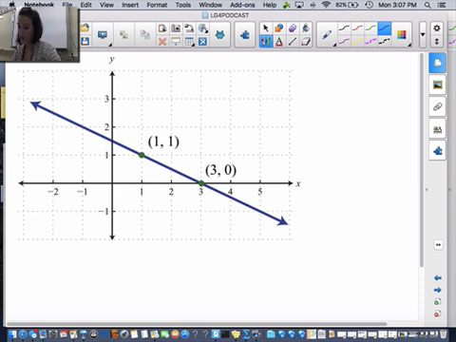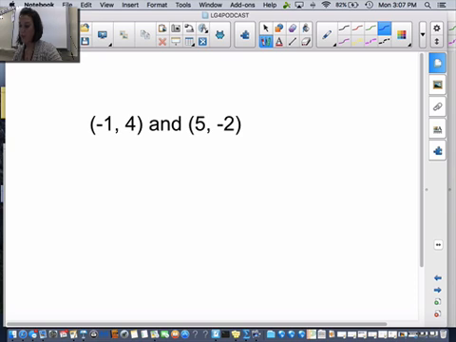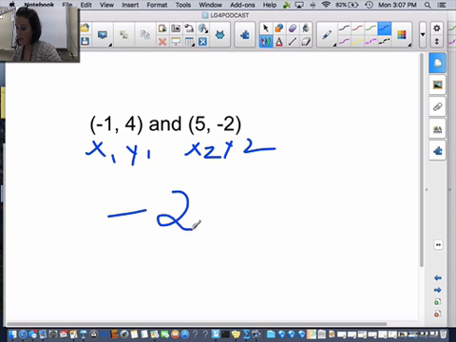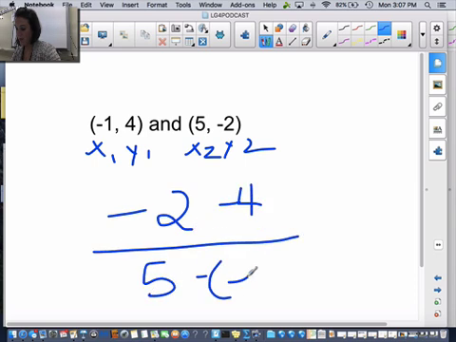All right, so go ahead and try this one on your own. I am going to do one without a graph. Okay, so we don't necessarily need a graph to do slope. We can just have 2 points. So I'm going to label these x1, y1, x2, y2. I'm going to use the same formula. So negative 2 minus 4 over 5 minus negative 1. Again, when I have that negative as my second number, I'm just showing I'm subtracting that.